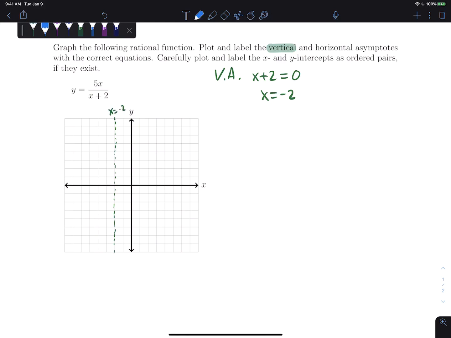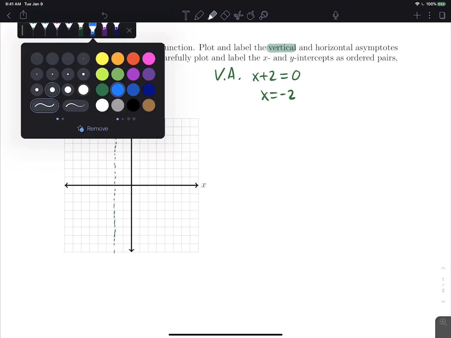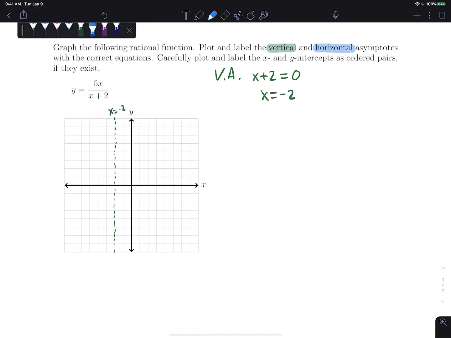Good. Now for the horizontal asymptote. Notice that the degree of the numerator up here is an understood 1, and the degree of the denominator is also an understood 1. Notice that 1 equals 1, therefore that's that second condition. Therefore, y equals the ratio of the leading coefficients is the horizontal asymptote. Now the leading coefficient of the numerator is 5, and the leading coefficient of the denominator is an understood 1. Simplify that, that makes y equals 5.